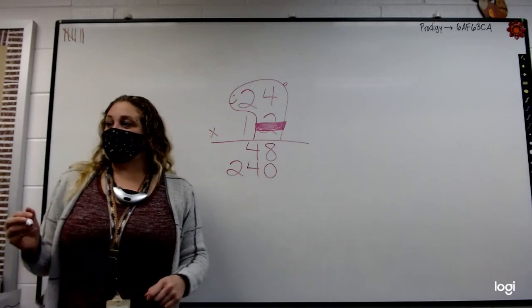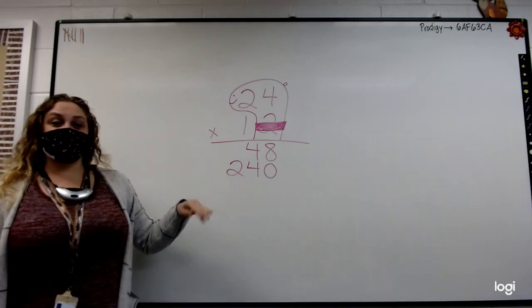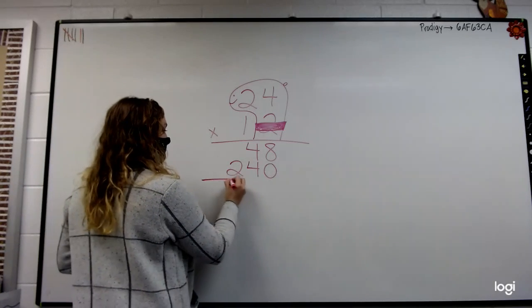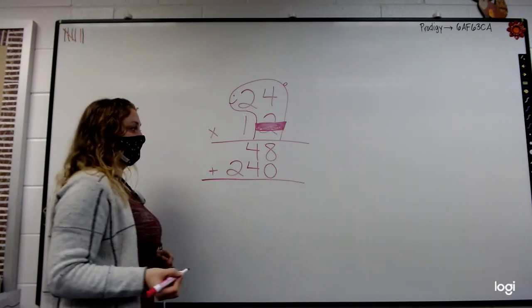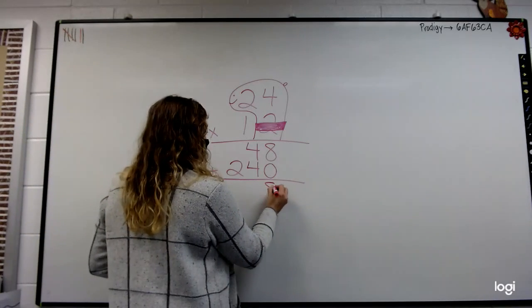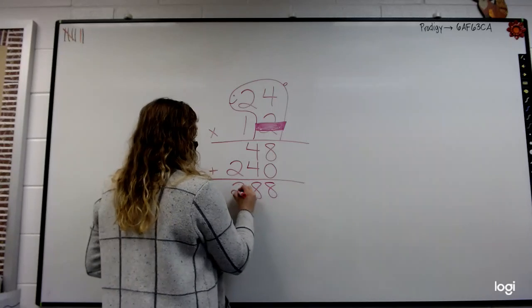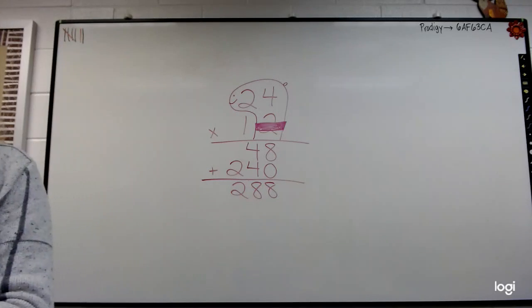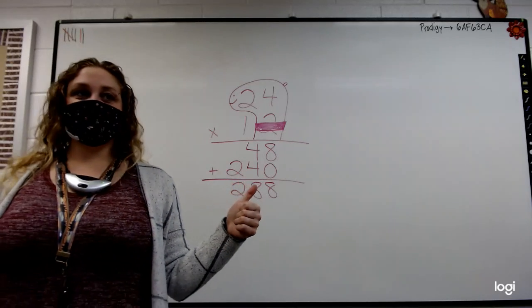Okay? So we got two partial answers. In order to find the whole product, we have to add them together. So then you just draw a line, plus sign, and we add. Everyone add at your seat and see if we get the same answer. All right, let's see a thumbs up if we got 288.